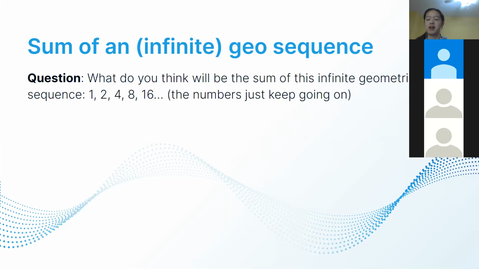And if you don't know, I want you to just guess. Okay, Shriyam gave a good guess. He used the formula and he wrote 1 times 2 to the infinity, and then he wrote -1. So does anyone else have any guesses?